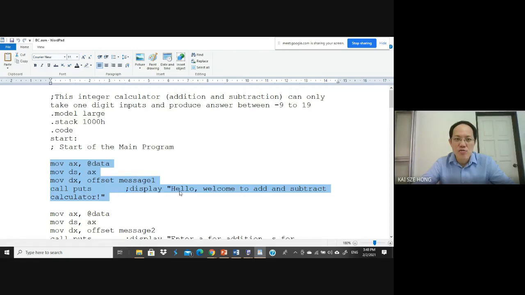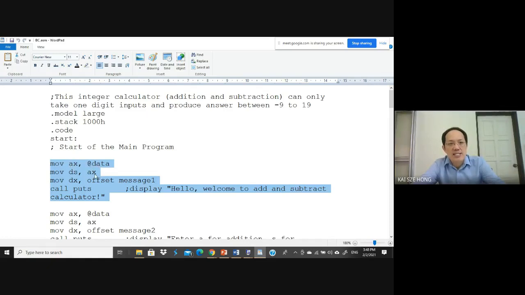Hello, welcome to add and subtract calculators. So what you do is you move the address of the data to the AX. This is actually the source operand, and this is the destination operand. So move the address of the data to AX.